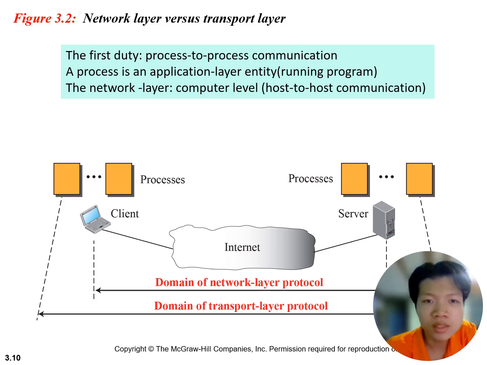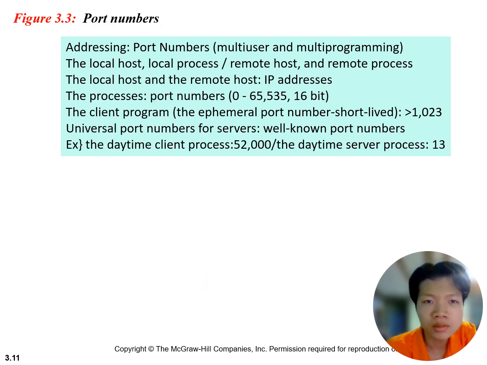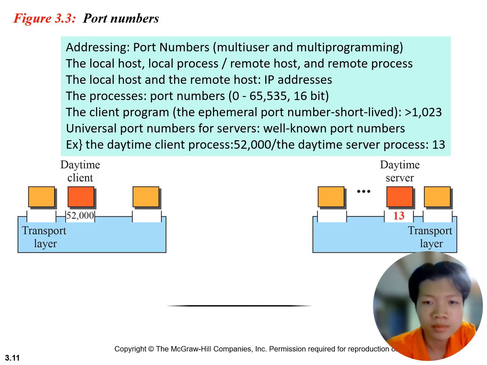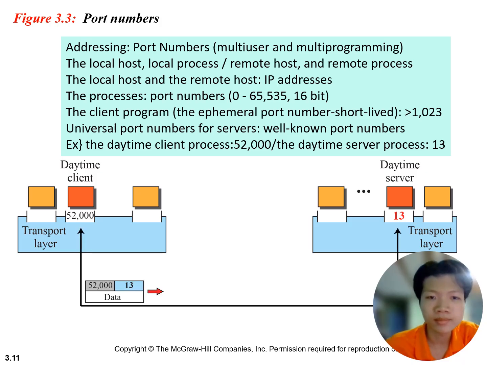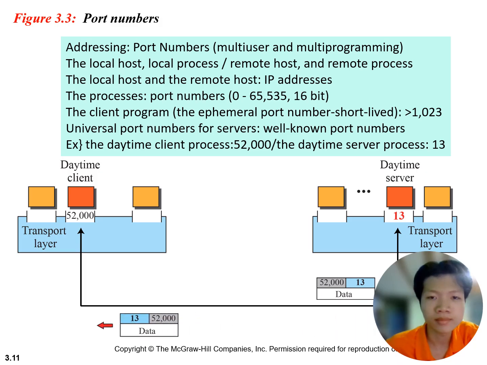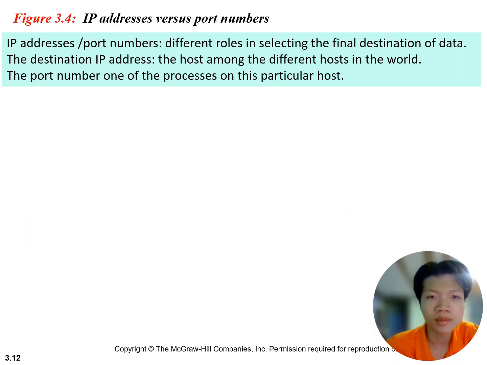The first duty, process-to-process communication. A process is an application layer entity. The network layer is computer level. This is port numbers. Okay. This is IP addresses versus port numbers.